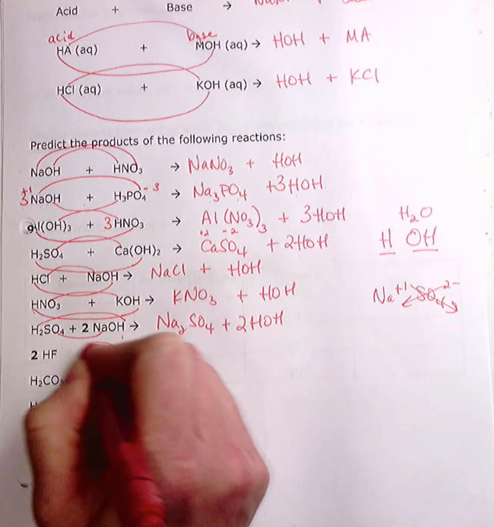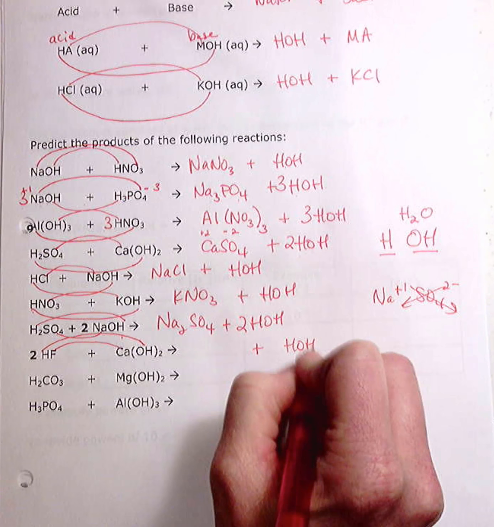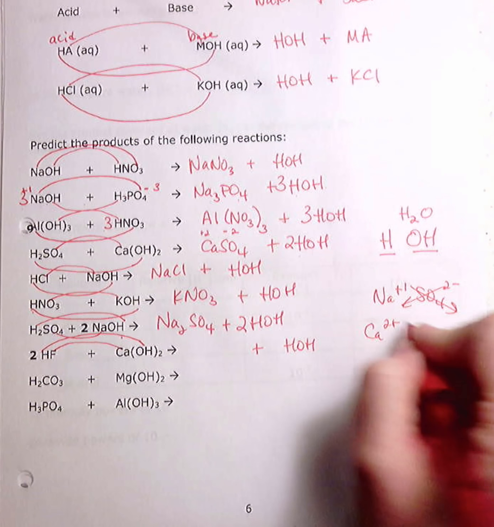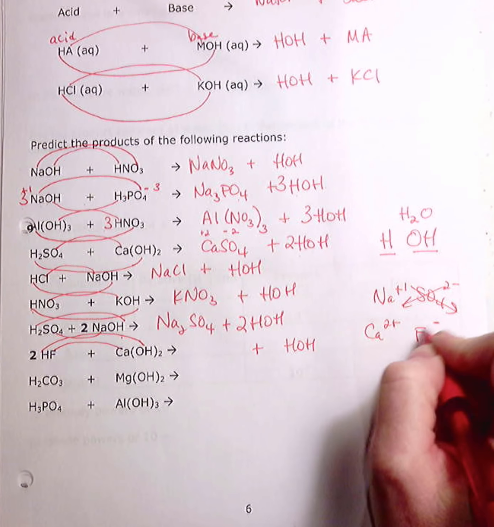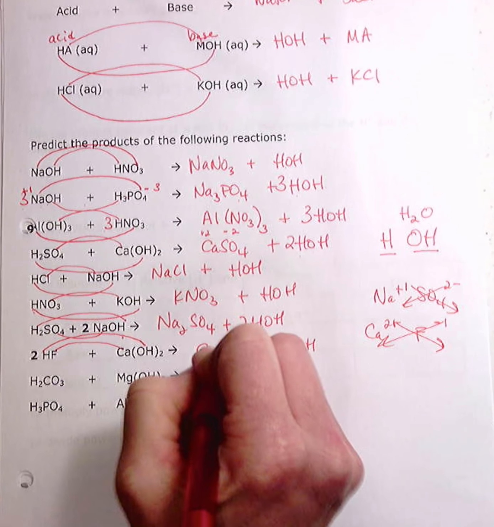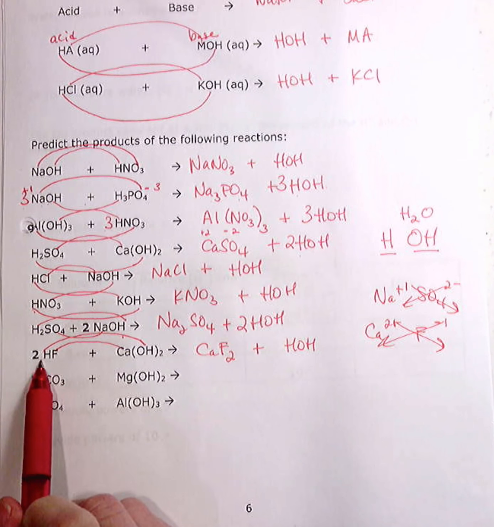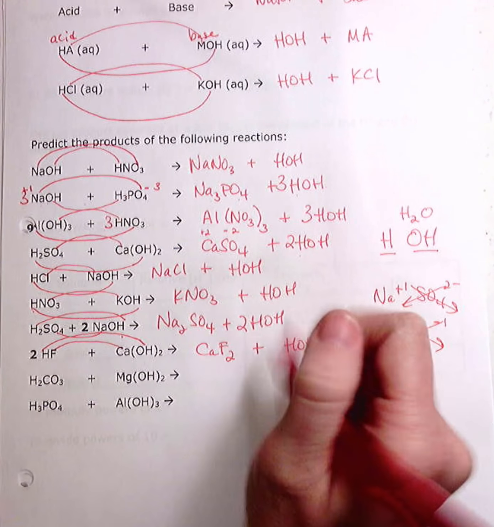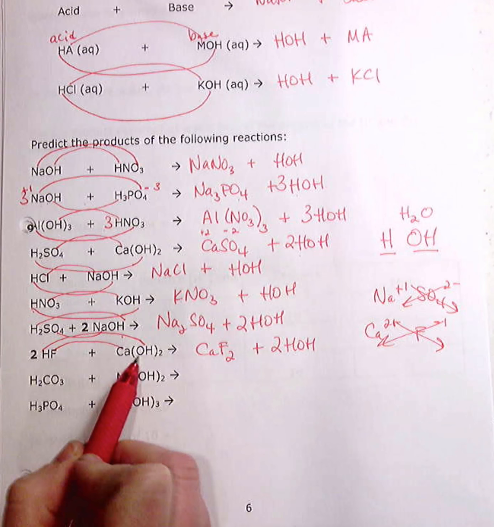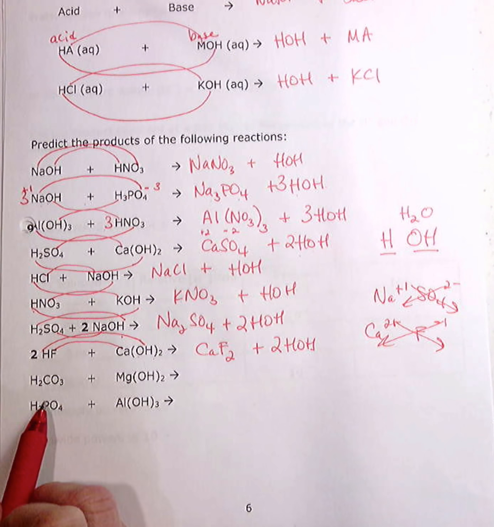Okay, this next one, I'm going to react HF with calcium hydroxide. So I'm going to get calcium fluoride and HOH. So let's look at the formula of calcium fluoride. So it's going to be CaF2. Okay, I have 2 hydrogens here, but only 1 hydrogen here, so I need to put a 2. 2 hydroxides, 2 hydroxides. So now that's balanced.